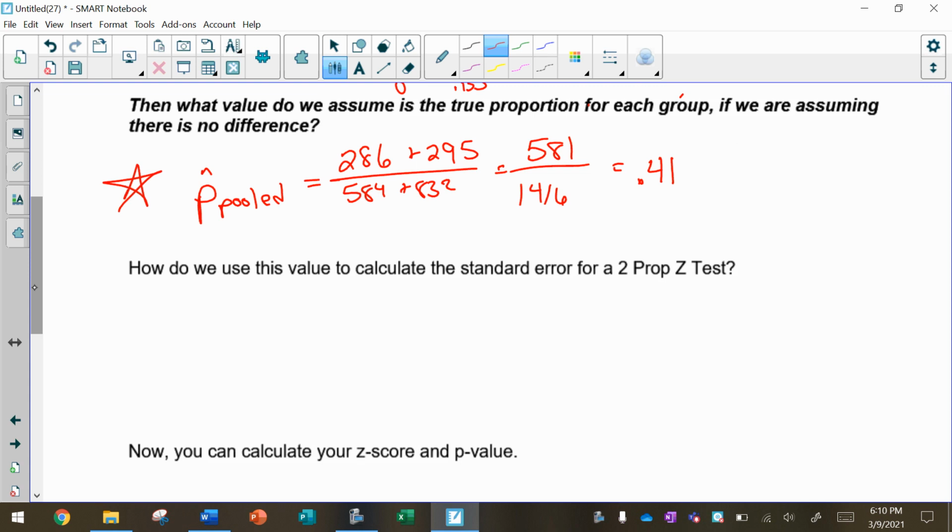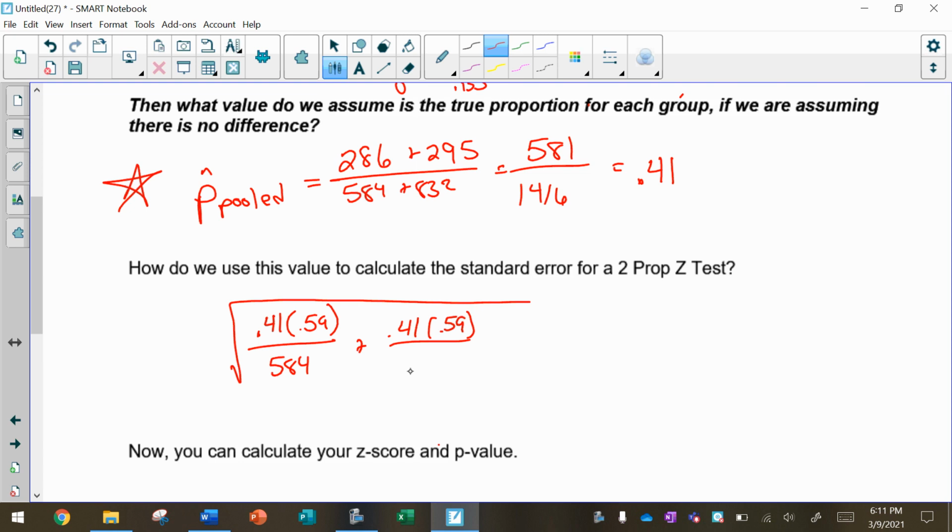So what we do is, all right, follow along with me here. The standard deviation, yesterday we saw p-hat for the men, q-hat for the men, over sample size for the men, plus p-hat for the women, q-hat for the women, over sample size for the women. Now when we do the test and we're calculating a p-value, we say, all right, I'm going to use 0.41, 0.59 over sample size for the liberals, 584, plus 0.41 times 0.59 over sample size for the conservatives.